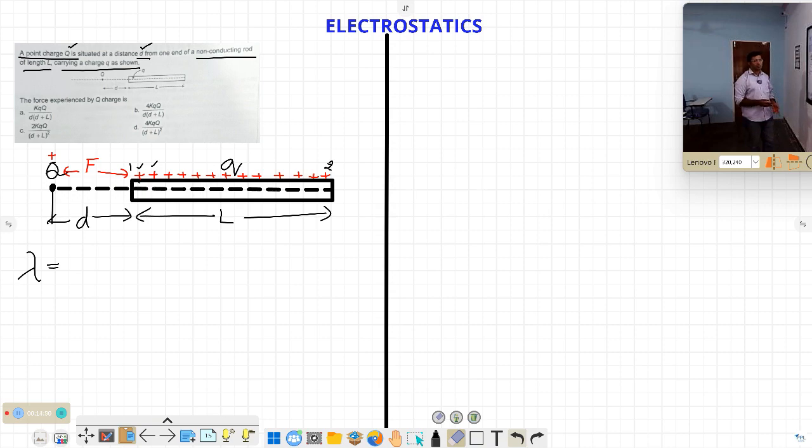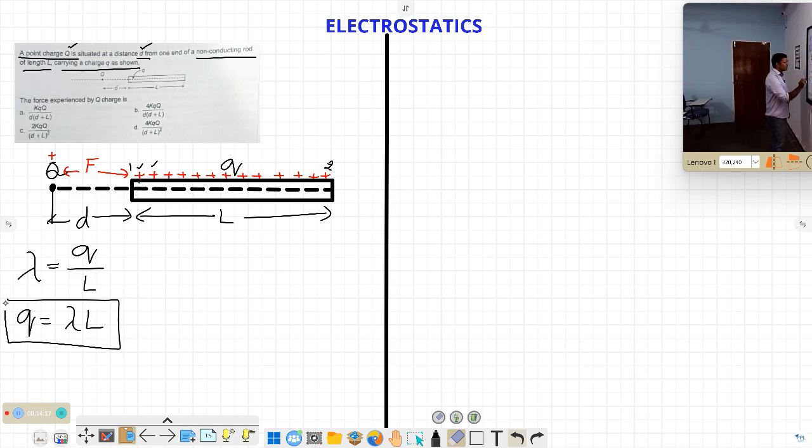Along the length it is distributed, because in the question they did not mention any area, so we should not take any area consideration. So lambda is equal to the charge per unit length. From this I can write the charge on the body: Q is equal to lambda into L. First, we got how much charge is on this rod in terms of linear charge density.